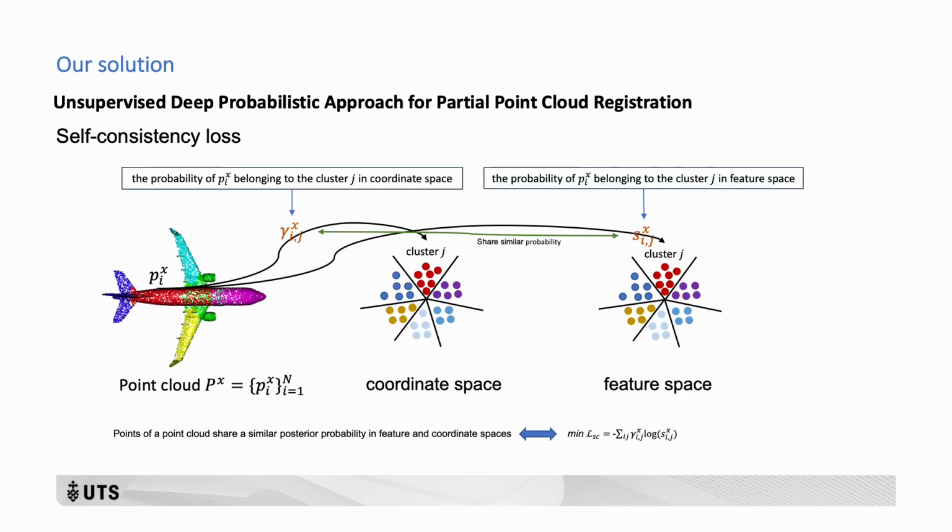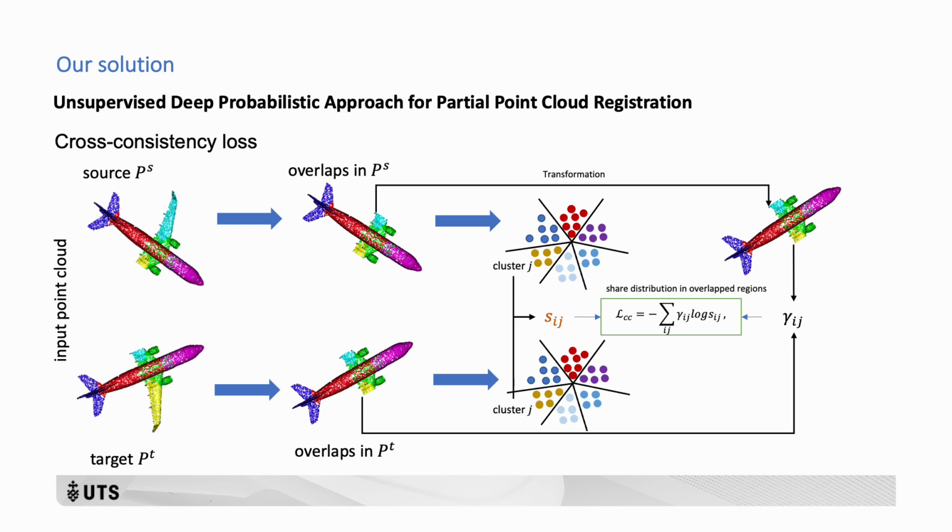Our self-consistency loss encourages point clouds to share an identical posterior distribution in coordinate and feature spaces. It can be directly used without using any data augmentation. Coordinate and feature spaces sharing an identical posterior distribution means that Sx and gamma x should be equal, which leads to a cross-entropy loss. The described self-consistency loss only encourages the learned representation to be spatially sensitive, but it cannot ensure that the learned features are transformation invariant.